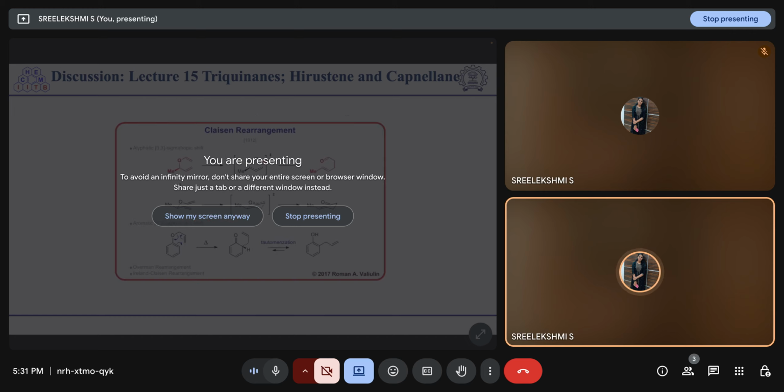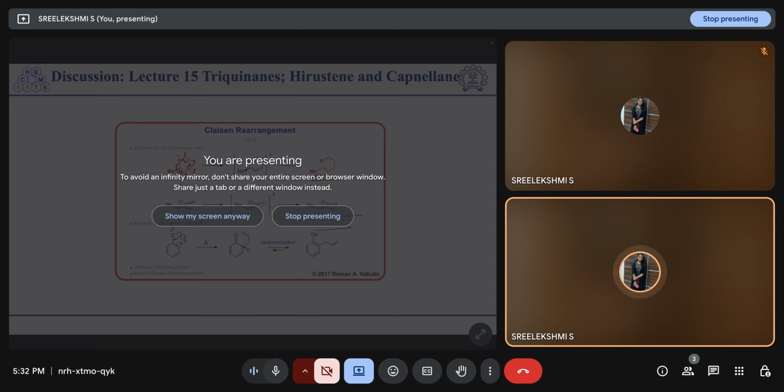So this is the Claisen rearrangement which we have seen in the total synthesis of the triquinanes hirsutene and capnellene. What is happening is that this is an aliphatic 3,3 sigmatropic rearrangement. So we can number it like 1, 2, 3, and this will be 1, 2, 3. So this 1-1 bond will break and this 3-3 bond is forming. This double bond will shift over here, and this is shifting over here to form this compound. It is shown in chair form like this.